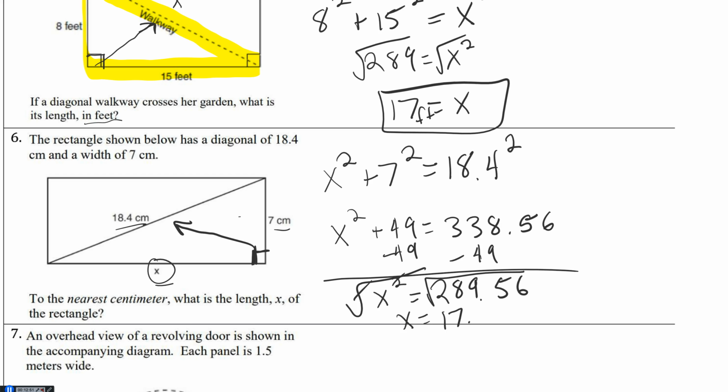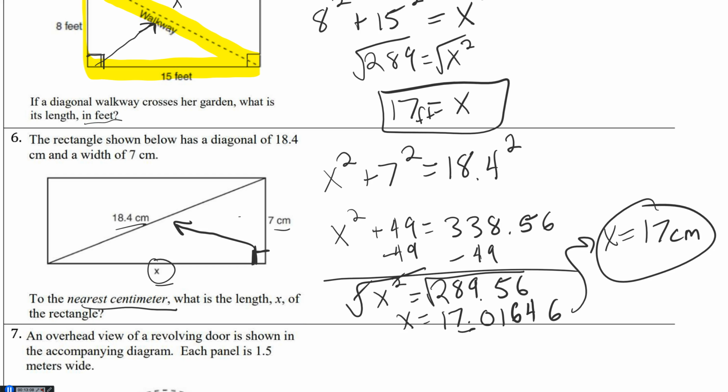So when I plug this into my calculator, I get 17.01646. And it says to the nearest centimeter. So that means to the nearest whole number. So in this case, I could just round to x equals 17 centimeters.